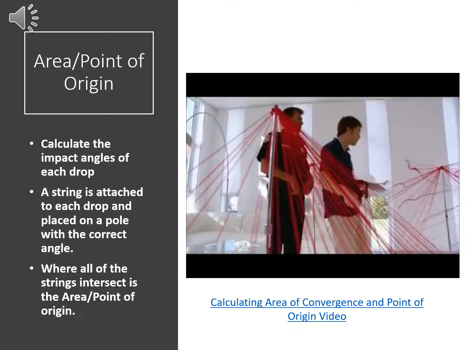Earlier we looked at the area of convergence. Now we can look at the area, or sometimes point, of origin. Again, it's not really like you get a very fine specific point, so area is probably a better term, but you'll see it referred to as both the area and the point of origin depending on where you look. So in order to find this value, you'll calculate those impact angles for each drop, and we just talked about how to do that. A string would be attached to each drop and placed on a pole with the correct angle so that it's being traced back to its source. And then finally, the area where all of those strings intersect would be the area or point of origin.